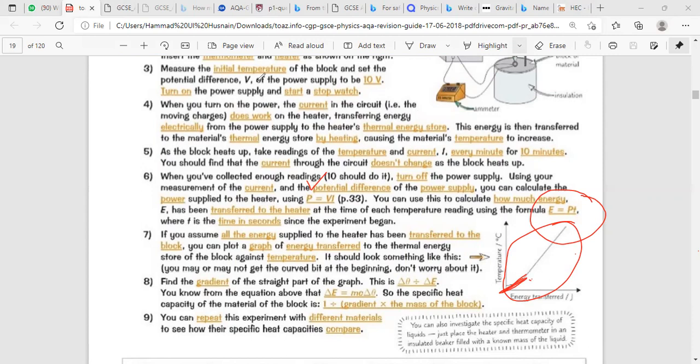So find the gradient of the straight part of the graph. This is delta theta divided by delta E.